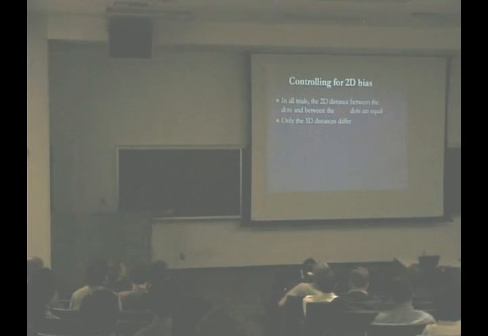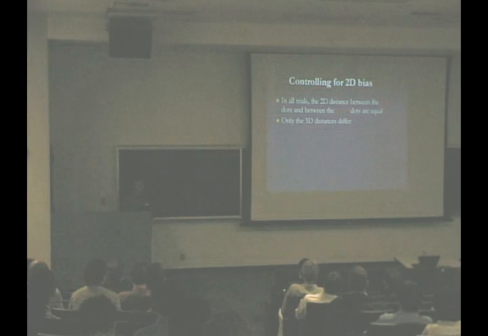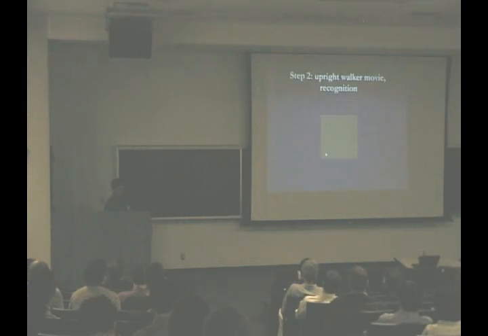In order to control for any possible bias for 2D, we present in all trials the red dots' 2D distance and the green dots' 2D distance. They're always equalized, so subjects cannot rely on the 2D distance difference to do the job. Only the 3D distances of the two pairs differ.